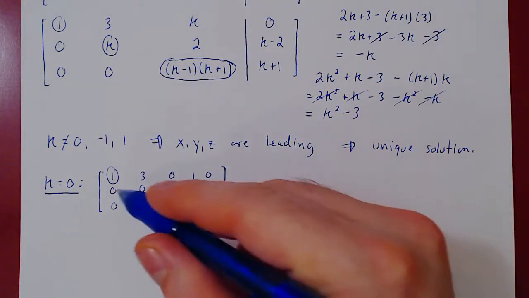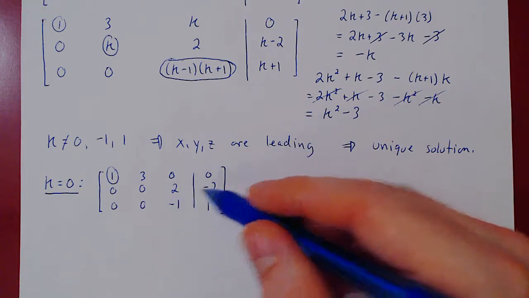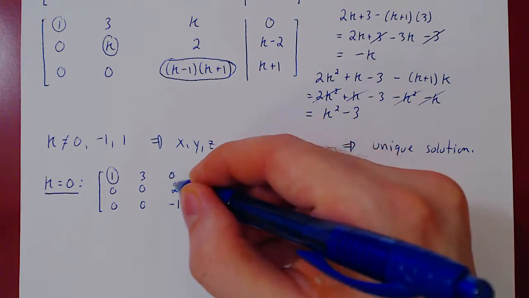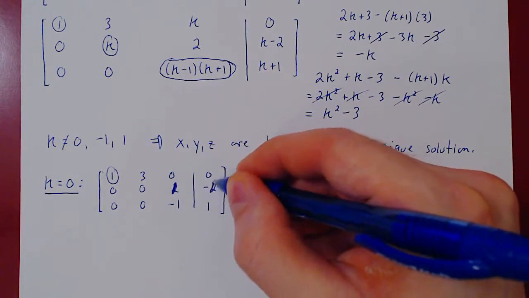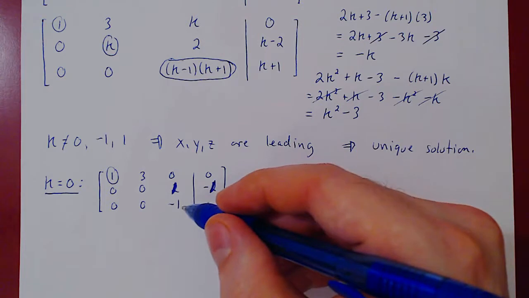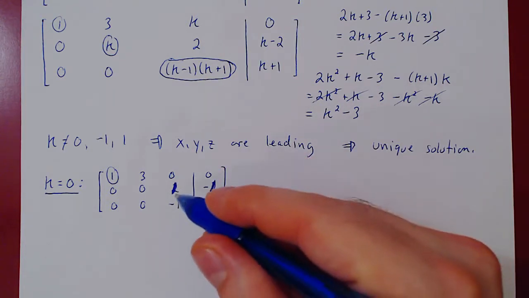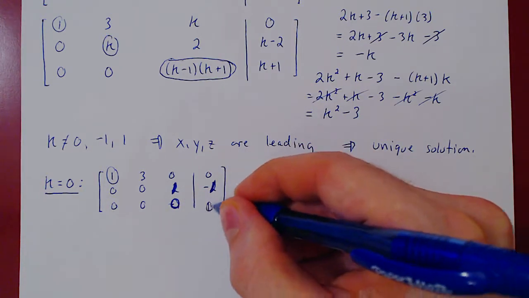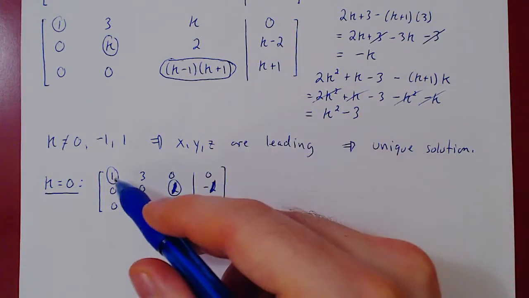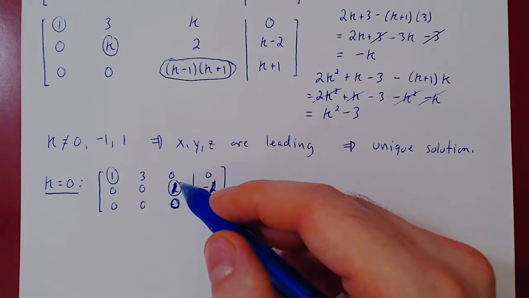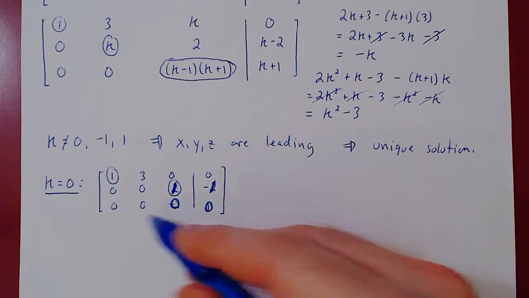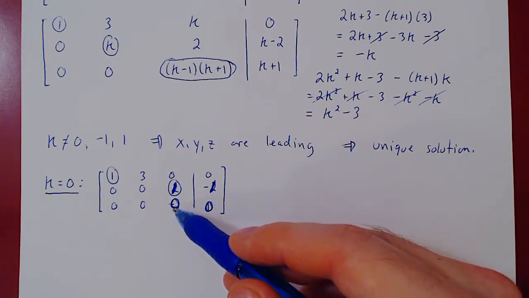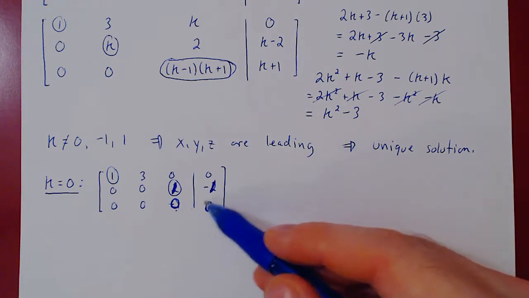If you multiply row 2 by 1/2, this will become, and I'll be a little messy here, a 1 and a negative 1. And if you now do row 3 plus row 2, negative 1 plus 1 is 0. 1 plus negative 1 is 0. And so you see that x is leading, z is leading. The bottom row is a row of all zeros, which says 0x plus 0y plus 0z. For any value of x, y, z, the result is 0, equaling 0.